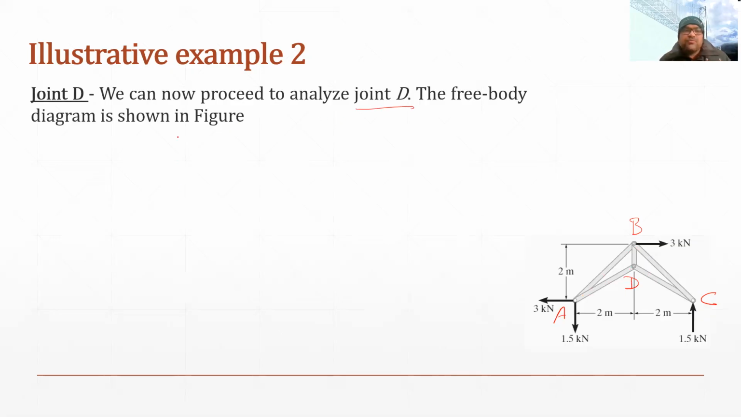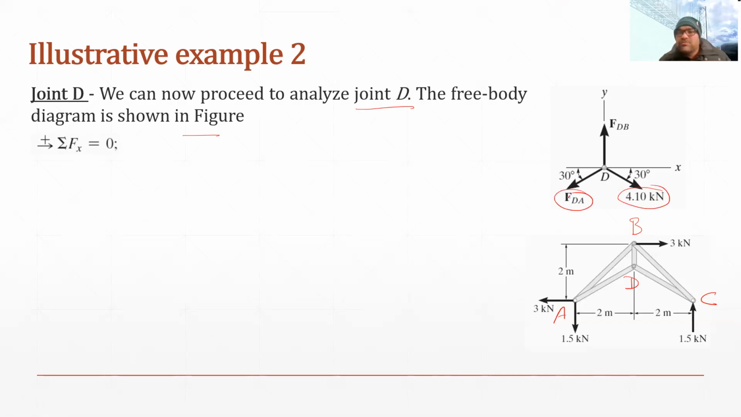We can now proceed to analyze joint D. The free body diagram of the joint is shown in the figure, which is here. You can see here, and also the angles. These angles can be found out geometrically. So this angle is 30 degree, this angle is 30 degree. By applying the equation of equilibrium, summation of Fx equals 0, the horizontal component of this force and the horizontal component of this force, we will find their summation. And after that, we will be able to find the value of FDA.